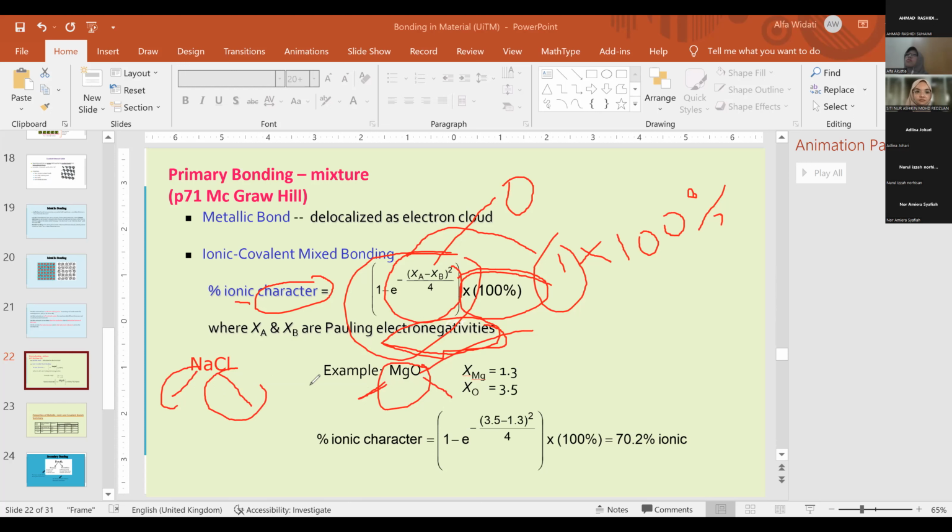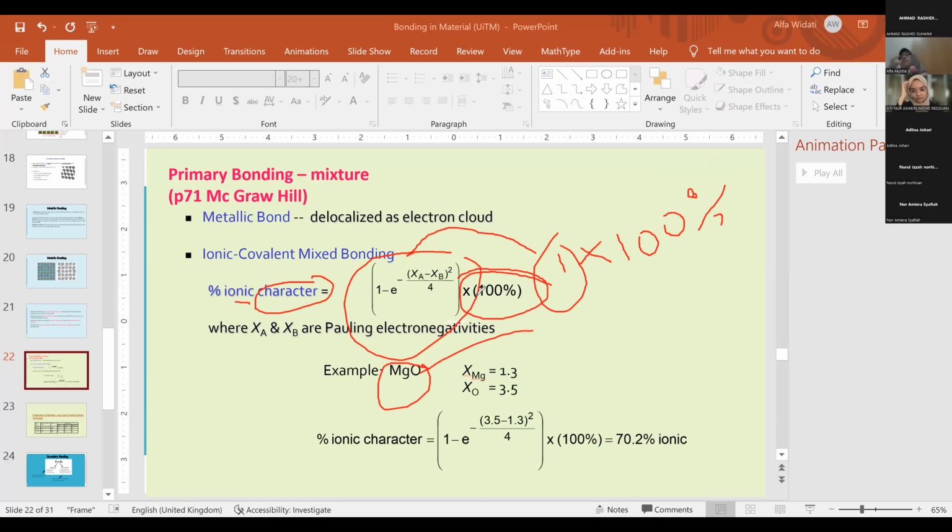If we compare with sodium chloride, of course, it is more ionic. But because there is an electronegativity value here, it is impossible to make this value 0. It means we cannot get 100% ionic, because the element has an electronegativity. Okay, I repeat. Why does it happen? Because the atom has electronegativity. This is the answer.